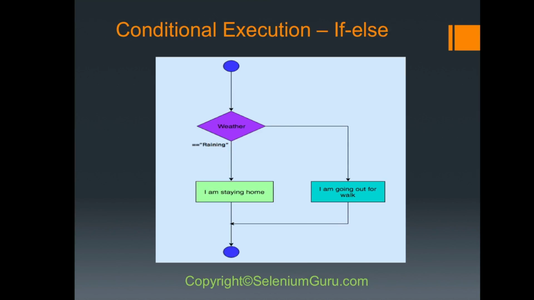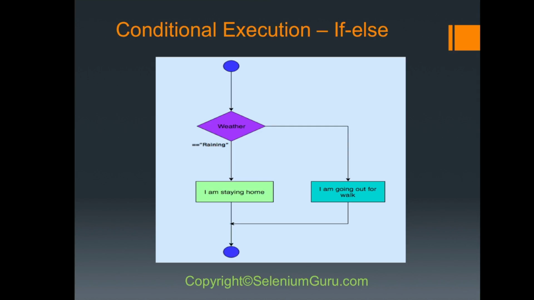So now, if you look into this workflow right here, I've got this weather. If the weather is raining, I've got this condition here. It says weather is raining and I'm going to stay home. If it's not raining, if it's sunny, then I'm going out for a walk. And I'm going to end the condition here. So I've got these two conditions, if and else. If the weather is raining, I'm staying home. Else, I'm going out for a walk.